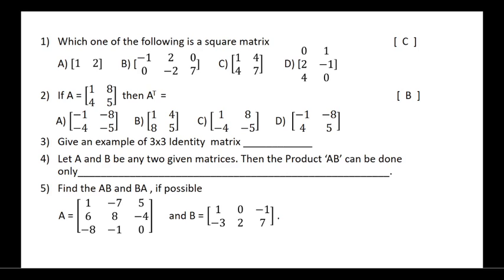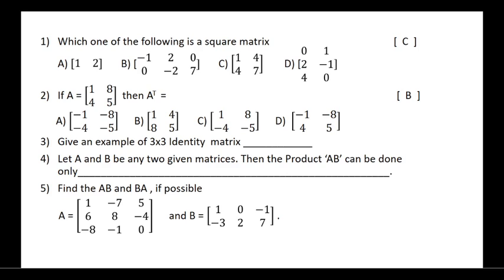The third question is, give an example of a 3 by 3 identity matrix. Already you know, an identity matrix or unit matrix is a matrix in which all principal diagonal elements are unity. All the remaining elements become 0. That's why the 3 by 3 identity matrix is 1, 0, 0 as the first row, 0, 1, 0 as the second row, 0, 0, 1 as the third row. That one is the 3 by 3 identity matrix.